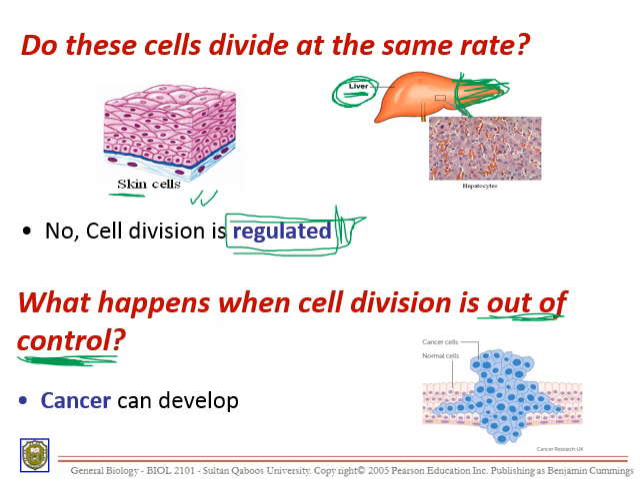Okay, so let's look at this figure. You've got normal cells that are pink in color, and then you have cancer cells here. You can see them dividing uncontrollably without any control. You can see they are bulging out from this side and from this side. They are even coming over the normal cell, and you can see their size is much larger than the normal cell. When cells start dividing uncontrollably, then cancer can develop.